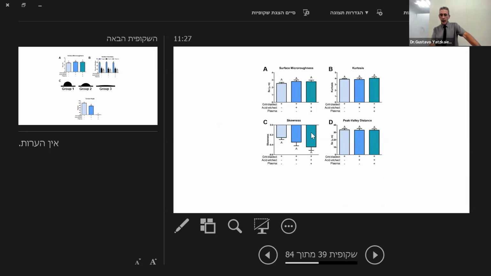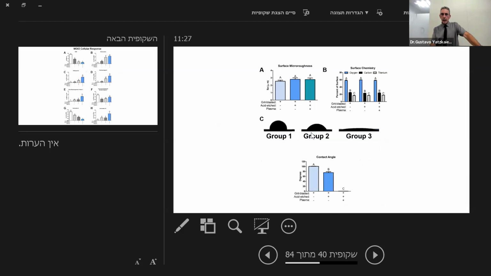Here we have 4 graphs to show you that there was no or minimal change in microtopography. That is very important. Here we can see that in group 1, the drop is totally hydrophobic, more than 90 degrees. The second group was still hydrophobic, but in the third group we can see a totally shallow drop, meaning a hydrophilic surface was achieved.